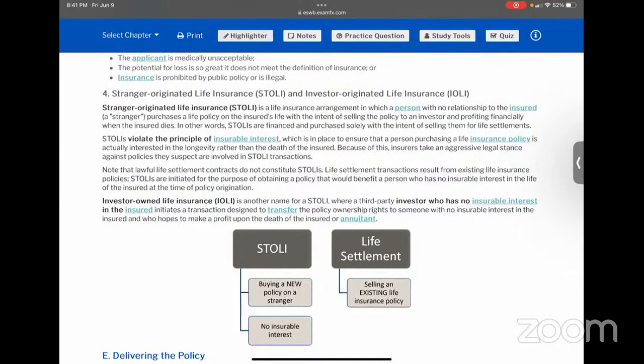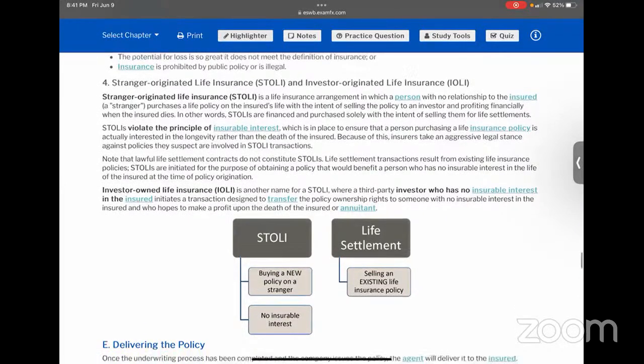All right. Now we've got the investor-owned life insurance, IOLI. IOLI is another name for a STOLI, so it's almost the same, where a third-party investor who has no insurable interest in the insured initiates a transaction designed to transfer the policy ownership rights to someone with no insurable interest in the insured and who hopes to make a profit upon the death of the insured or annuitant.